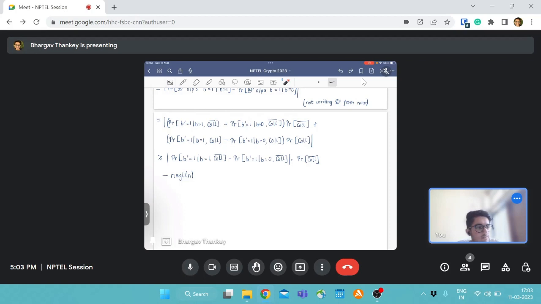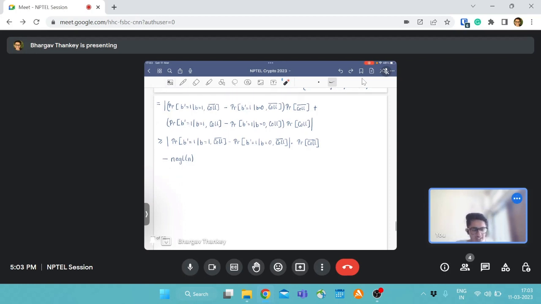Yes, sir. So now, there is one more case when this quantity is negative, but almost the same argument works. So try to do that on your own. It shouldn't be too difficult.